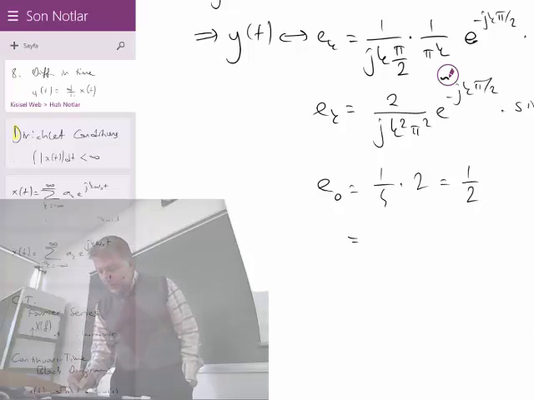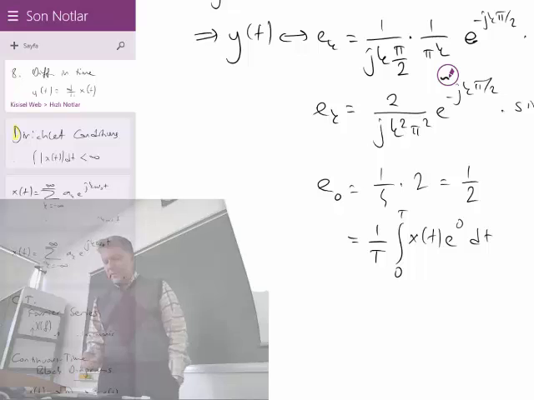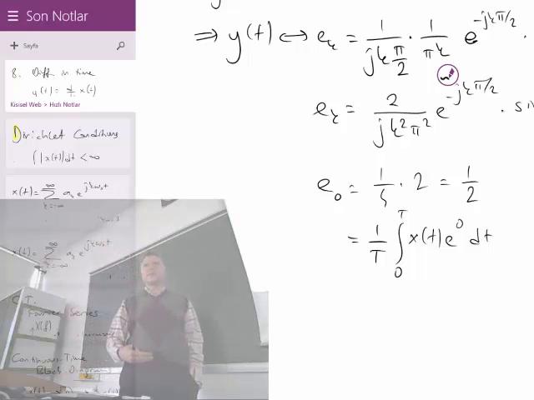That is equal to 1 over T. It's from the formula: x of t e to the 0 dt within one period from 0 to T, which is the area under x of t normalized by the period.